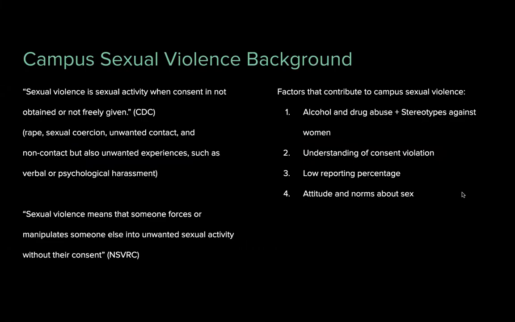The CDC defines sexual violence as sexual activity when consent is not obtained or freely given, whereas the National Sexual Violence Resource Center defines it as when someone forces or manipulates someone else into unwanted sexual activity without consent. These acts can include rape, sexual coercion, and unwanted contact. They can also be non-contact, such as verbal or psychological harassment.